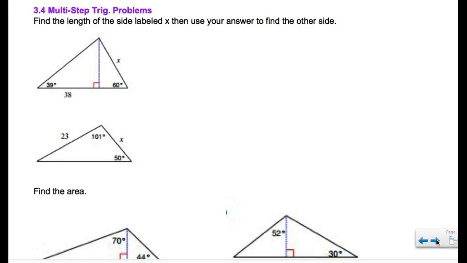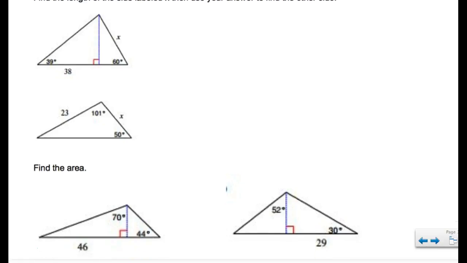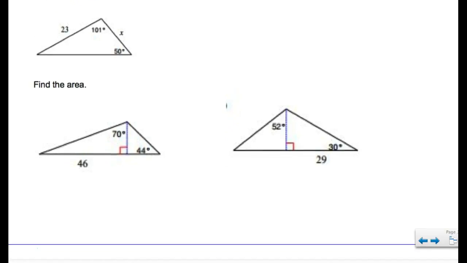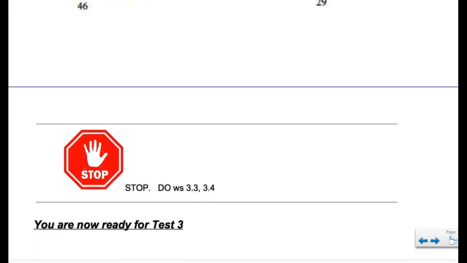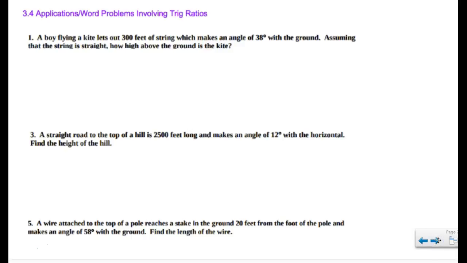These, by the way, are optional. We're not going to do those for summer school. So you can go ahead and skip that set of notes, but your worksheet for 3.4 has word problems on it. So when it says go do worksheet 3.3 and 3.4, when you get to 3.4, before you move along, I'm going to do the odds for you.